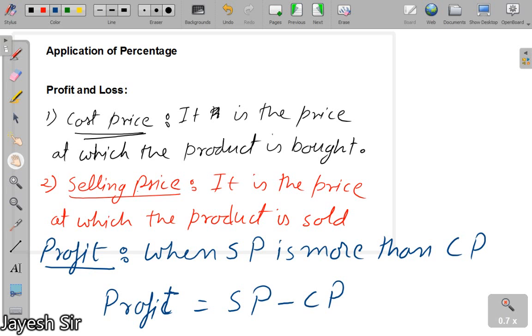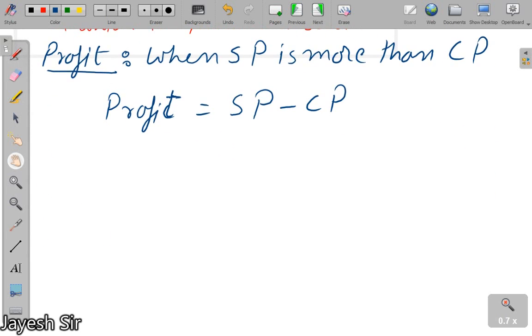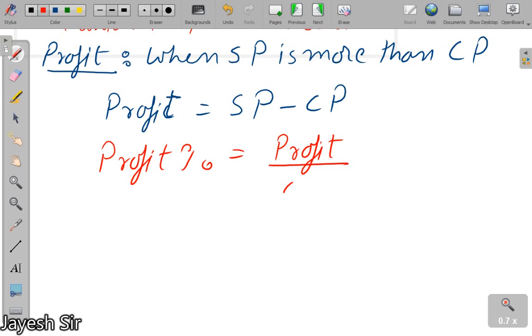Along with it, allow me to introduce you to profit percentage. Profit percentage is profit upon cost price into 100.